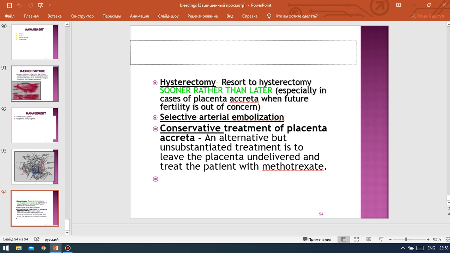Hysterectomy. Resort to hysterectomy sooner rather than later, especially in cases of placenta accreta, when future fertility is out of concern. Selective arterial embolization helps too, but very often we make conservative treatment of placenta accreta as an alternative. The substantiated treatment is to leave the placenta undelivered and treat the patient with methotrexate. Some part of the placenta stays in the uterus.